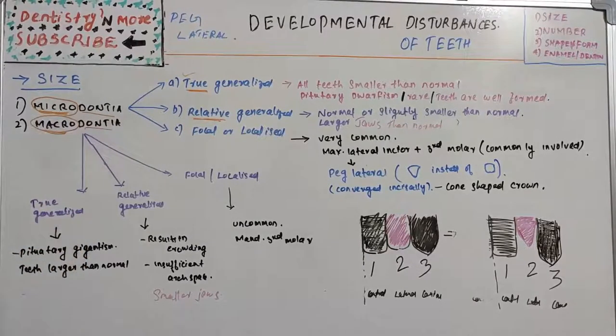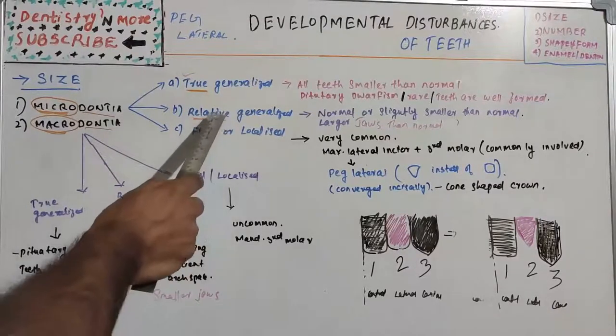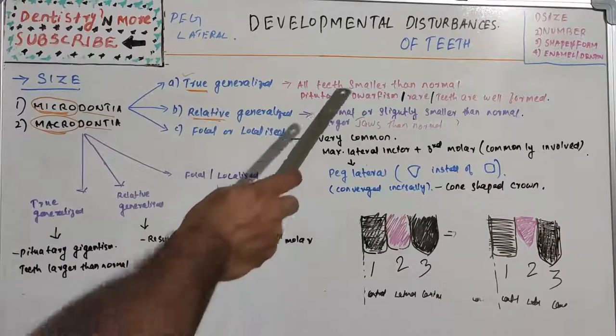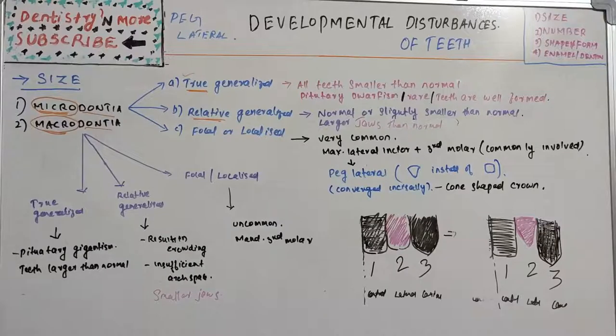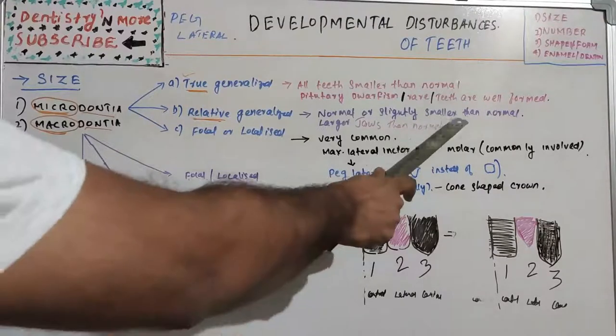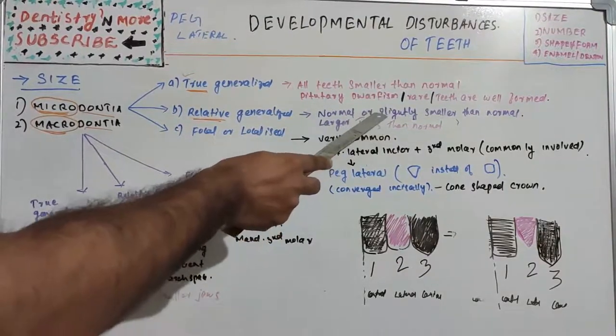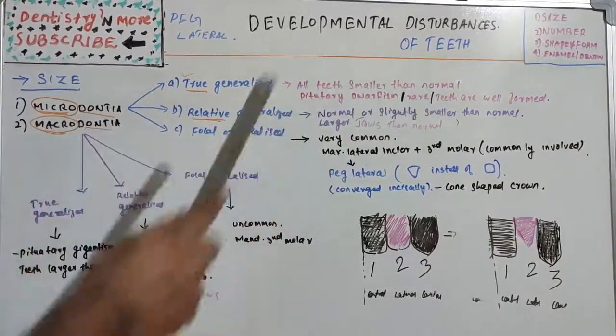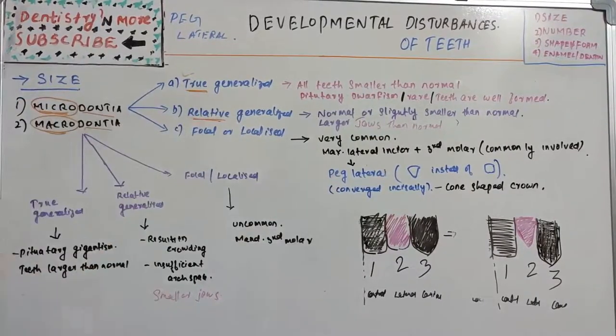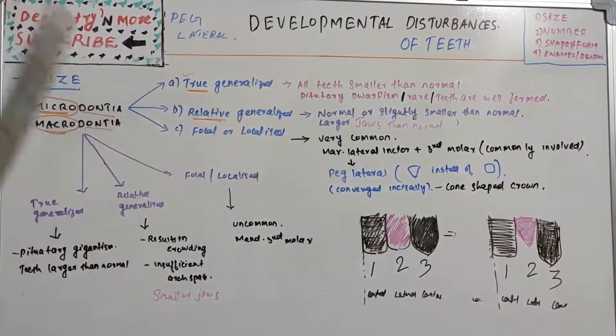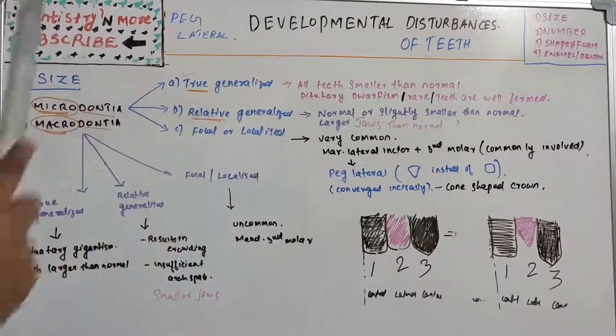The next one is relative generalized microdontia. Here the teeth are normal or slightly smaller than normal, but there is no obvious microdontia. The problem is that the jaws are a little larger than normal. So when compared to a bigger or larger jaw, the teeth appear smaller, but actually they are normal or slightly smaller teeth present in slightly larger jaws. That is why it is called relative generalized microdontia: compared to bigger jaws, the teeth appear as micro teeth.